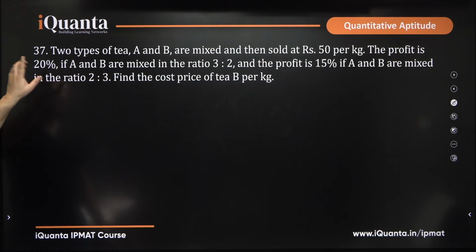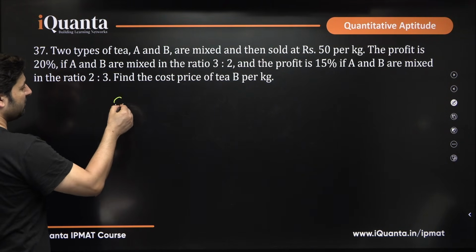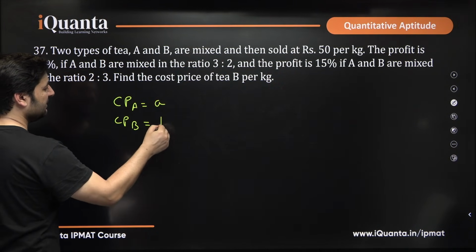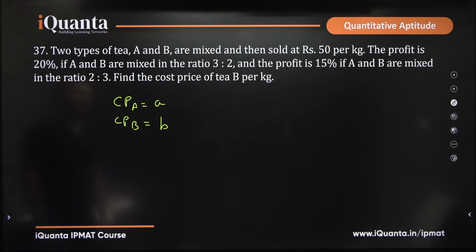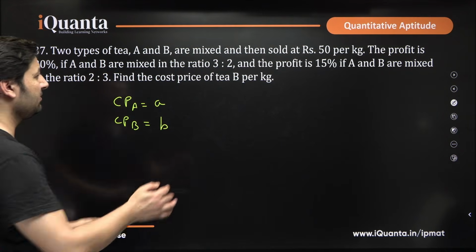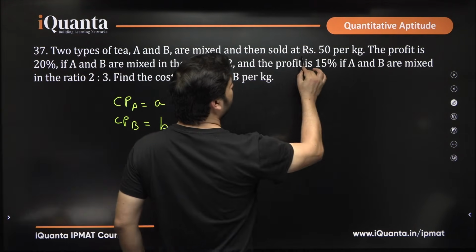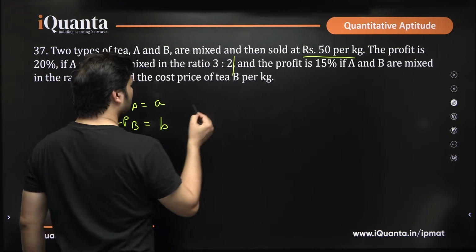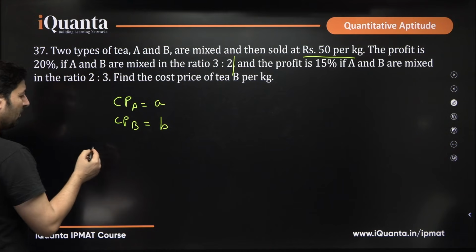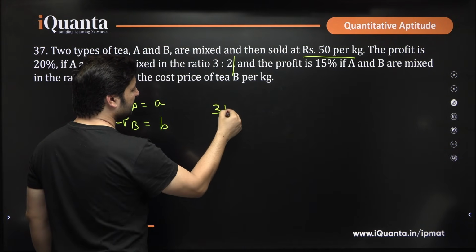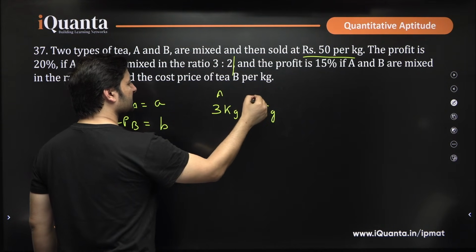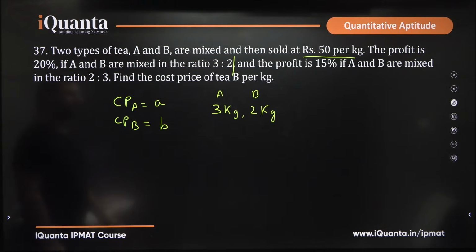The profit is 20%. See, let me say that the CP of type A is A, CP of type B is B. They are mixed and sold at 50 per kg. The profit is 20% if A and B are mixed in the ratio 3:2. If 3:2 is the ratio, let me say that the amount of A that I have is 3 kg, B is 2 kg, okay.